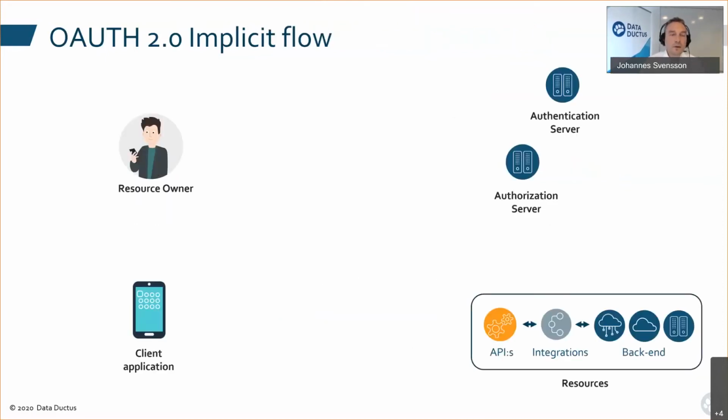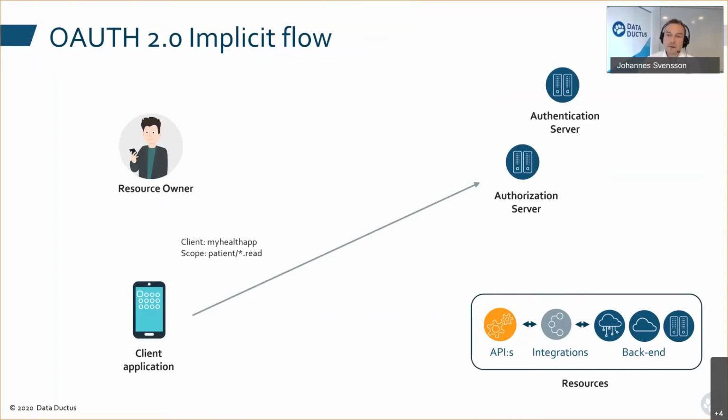And as I said, OAuth has different flows. We have device flows and code flows and client credential flows. And I will dive into the implicit flow, which is one of the slightly more complicated flows. So the setup is that we have a resource owner that wants to access data through a client application. And then we have an authorization server and an authentication server. So it all starts with the client asking the authorization server and sending his ID and also what he would like to access. In this case, he wants to access all the patient data with read access only.